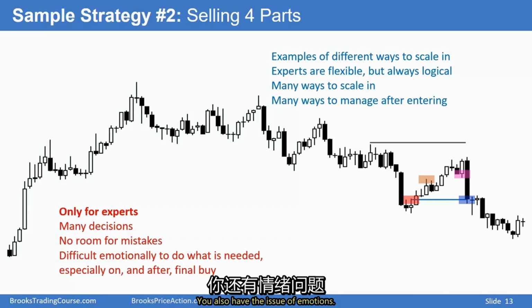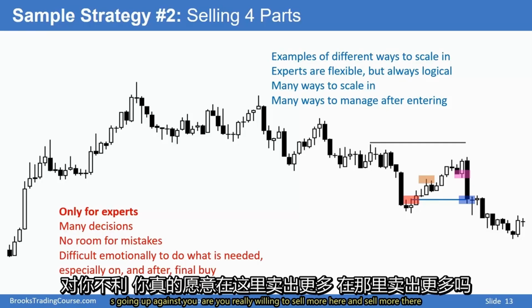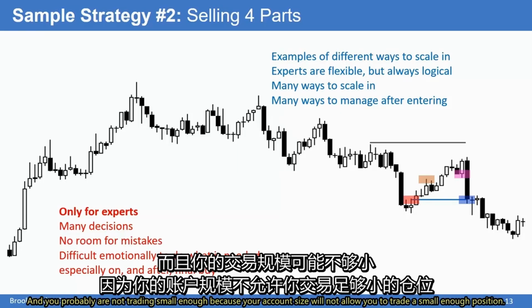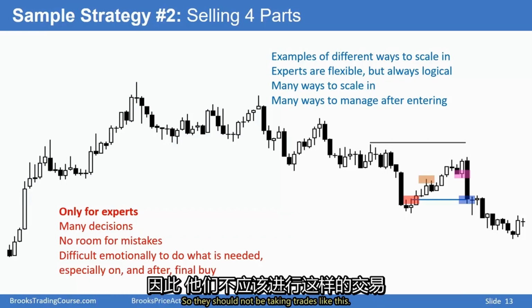You also have the issue of emotions. If you sell here and you're starting out and then you see 4, 5, 6 bars going up against you, are you really willing to sell more here and sell more there? Probably difficult to do. And you probably are not trading small enough because your account size will not allow you to trade a small enough position. There are just structural problems that a trader has as a beginner that prevents him from managing these trades well. So they should not be taking trades like this.